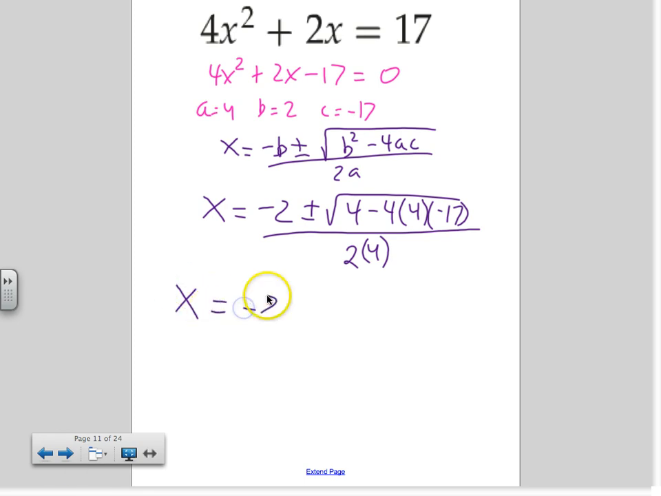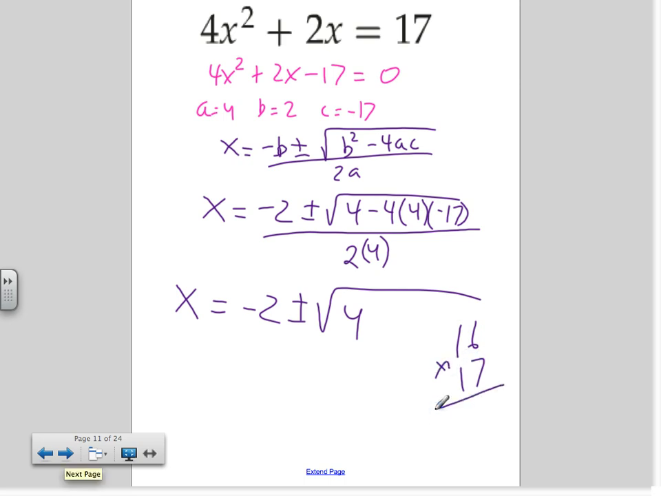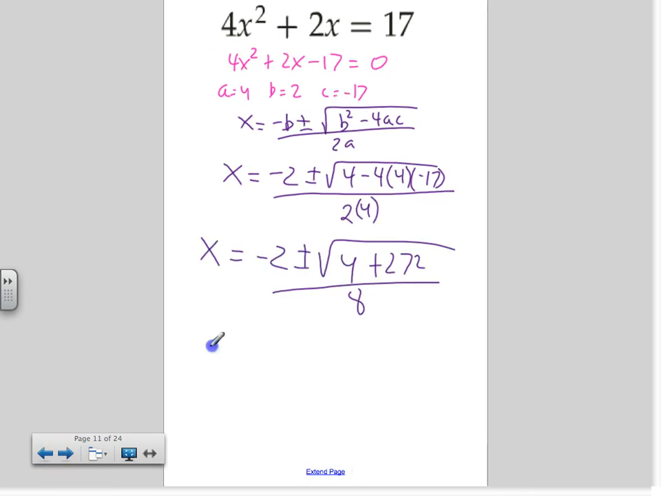Moving on. X equals negative 2 plus or minus the square root of 4. Okay, let's multiply this. What is negative 4 times 4? Negative 16. You know it's going to become positive because the negative times the negative. So 16 times 17, let's multiply that. What do you have? 272. That's correct, right? Everything over 8. And then you add that, what do you have? X equals negative 2 plus or minus the square root of 276 over 8.